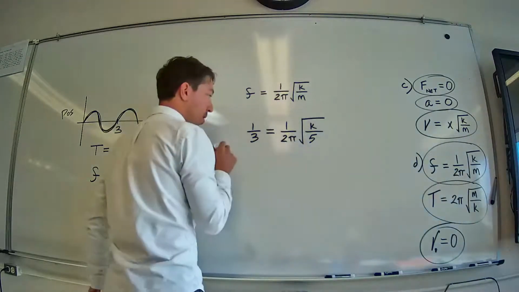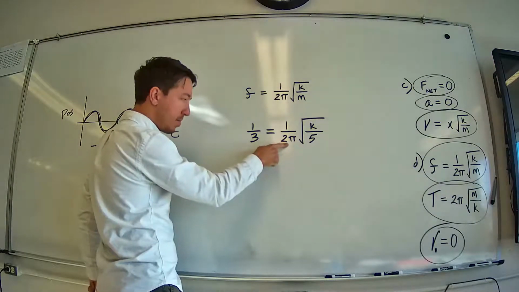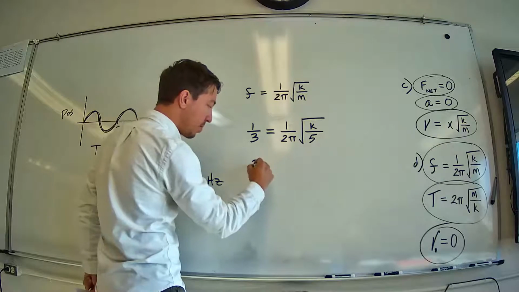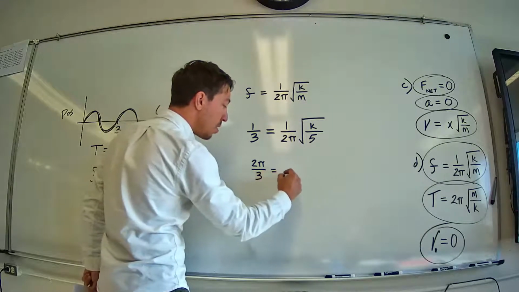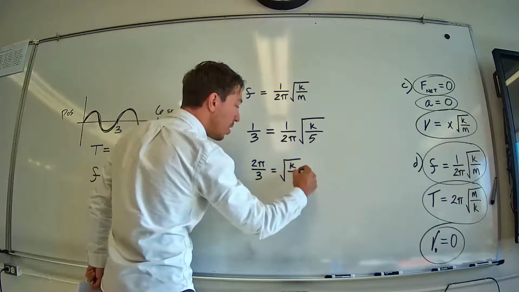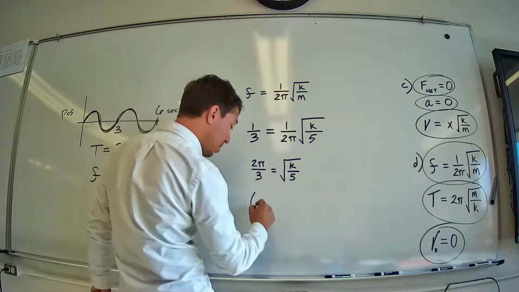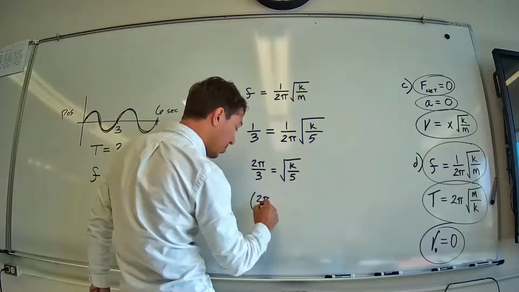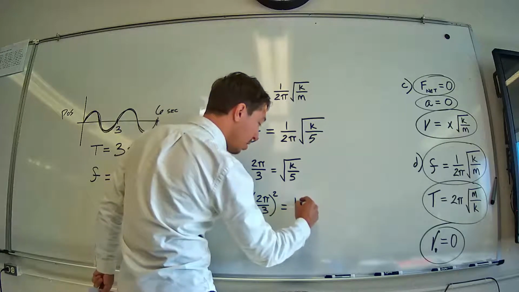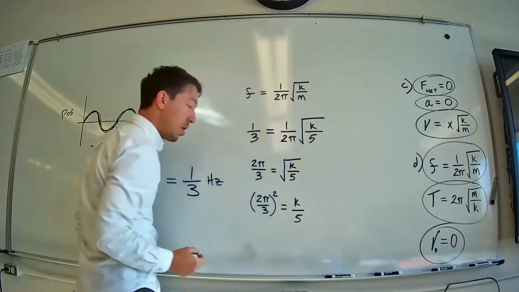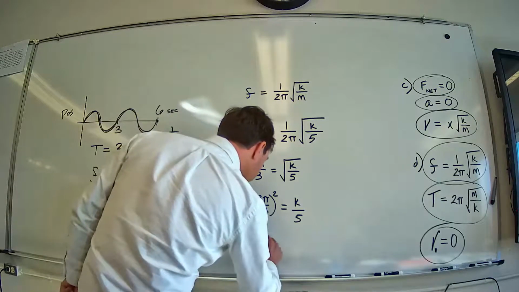So step 1 is to make him go away. Multiply both sides by 2 pi. And square root. Not square root. Square both sides. Make sure you're squaring this whole thing, so when you're using a calculator, put that in parentheses. And then lastly, multiply both sides by 5.